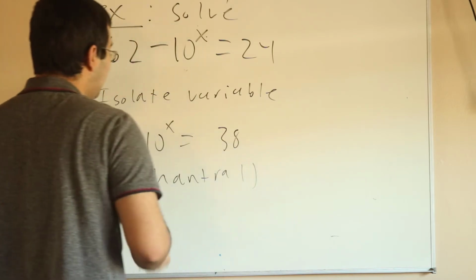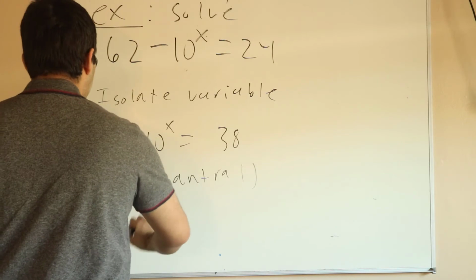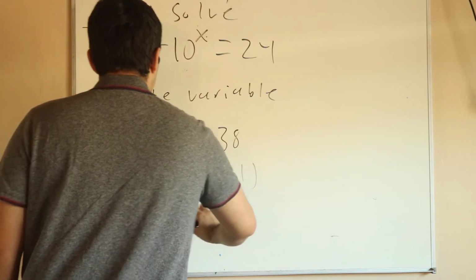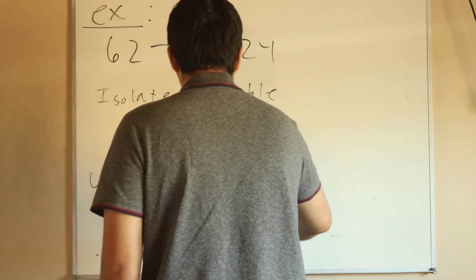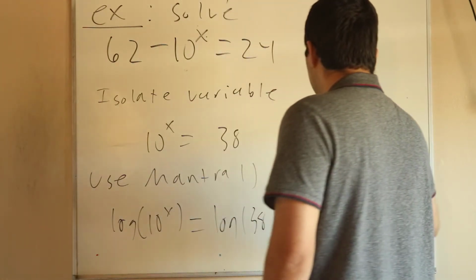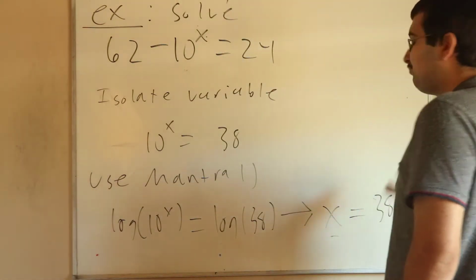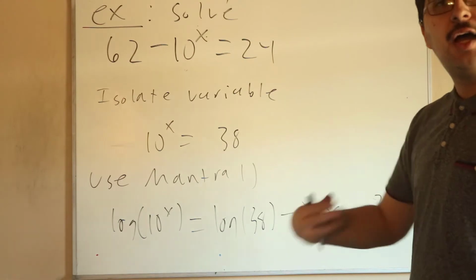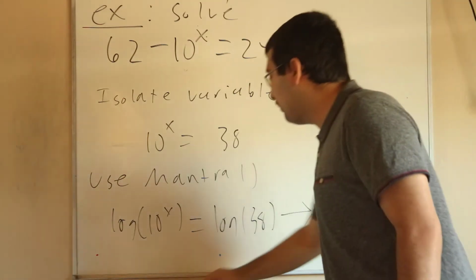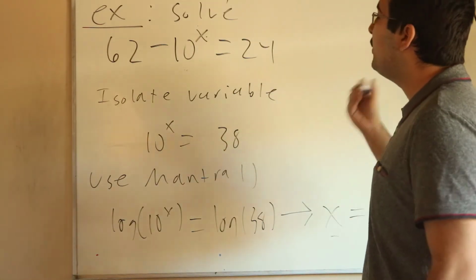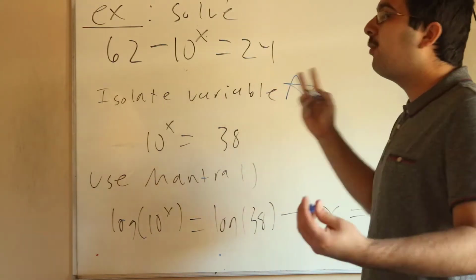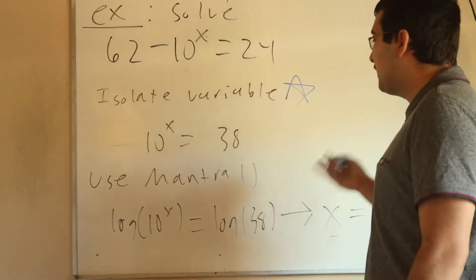Use that mantra 1. We're going to have log of 10 to the x equals log of 38. So x equals 38. Alright, not that complicated. Main purpose behind this example was just to, again, iterate. When we're using these techniques, before we get to use the technique, we have to isolate, alright?